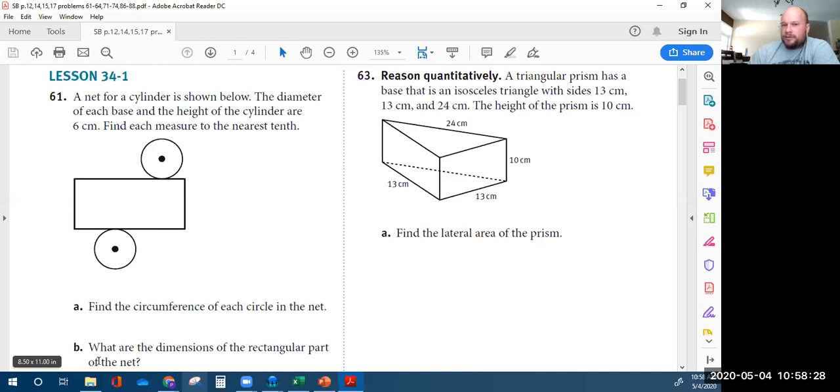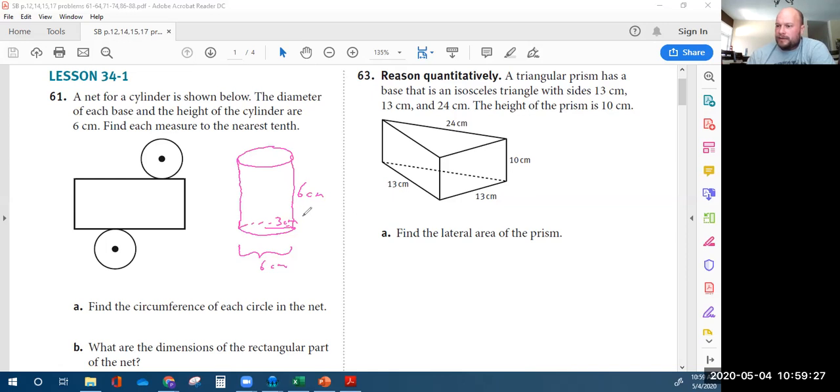So one of the first things that we had done in the notes was the net. I'm going to go ahead and draw on here and show what this would look like. So if I was to draw this as a cylinder, standing upright, there's my cylinder. They said that the diameter of each base is 6. So that's the distance all the way across is 6. The radius would then be 3 because it's going to be half of that. And it said that the height is also 6. So all of these are in centimeters. So picture it as our actual shape there.